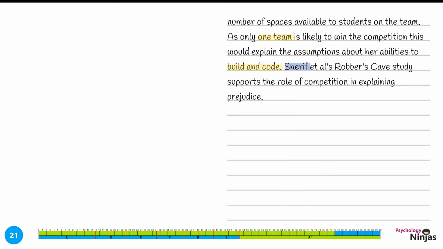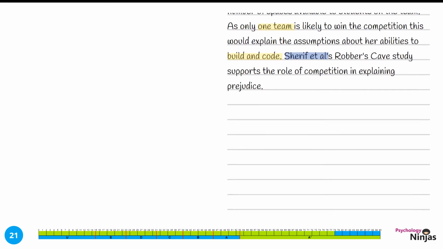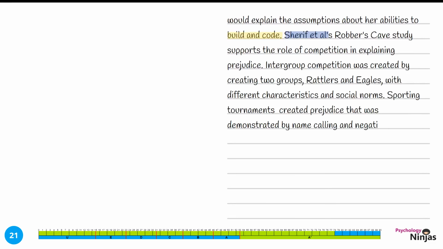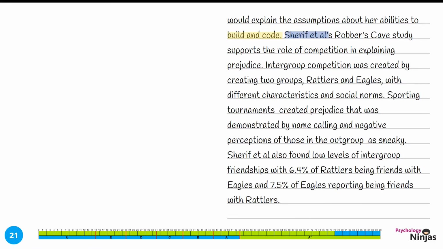We've clearly identified appropriate research for the explanation that we've discussed. Given that this is a classic study, we can give lots of details about this piece of research. Intergroup competition was created by creating two groups, rattlers and eagles, with different characteristics and social norms. Sporting tournaments created prejudice that was demonstrated by name-calling and negative perceptions of those in the outgroup as sneaky.